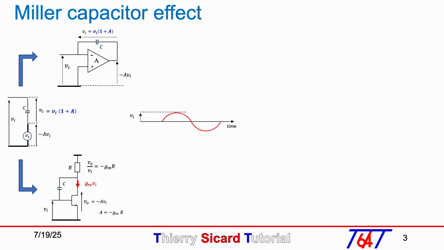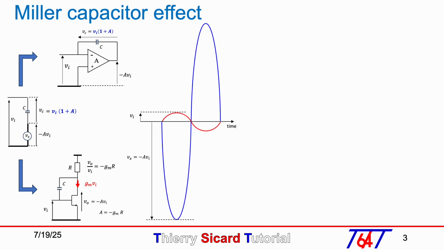The sinusoidal input is shown in red and the output in blue. We supply one side of the capacitor with a low input voltage, but on the other side the capacitor is supplied with a high voltage in opposite phase. Thus, the voltage across the capacitor is much higher than the low input voltage. This high voltage across the capacitor provides a large current in capacitor C.